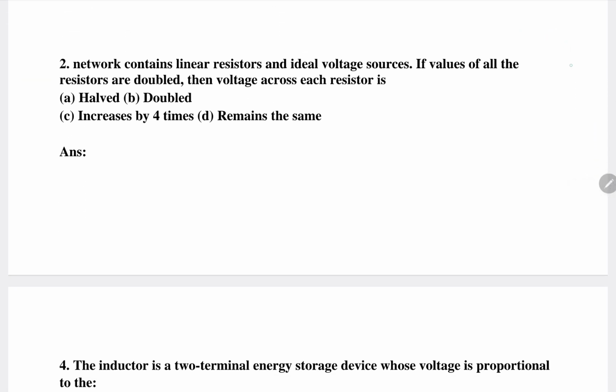Next, a network contains linear resistors and ideal voltage sources. If the values of all the resistors are doubled, then the voltage across each resistor is going to remain the same.